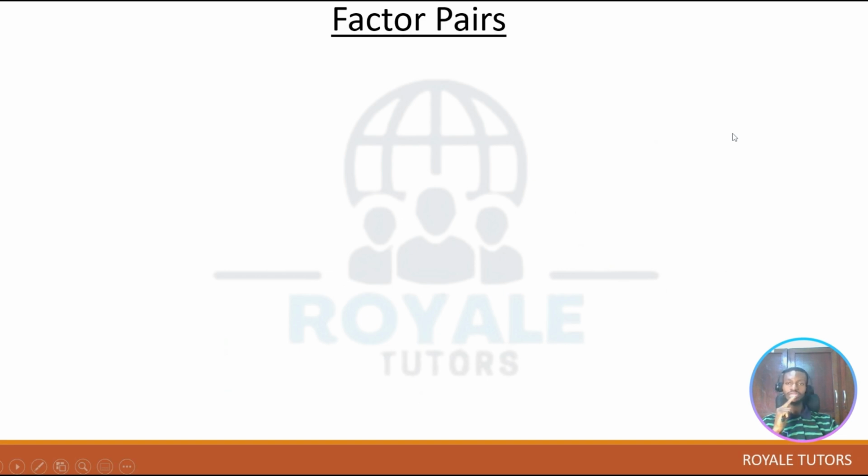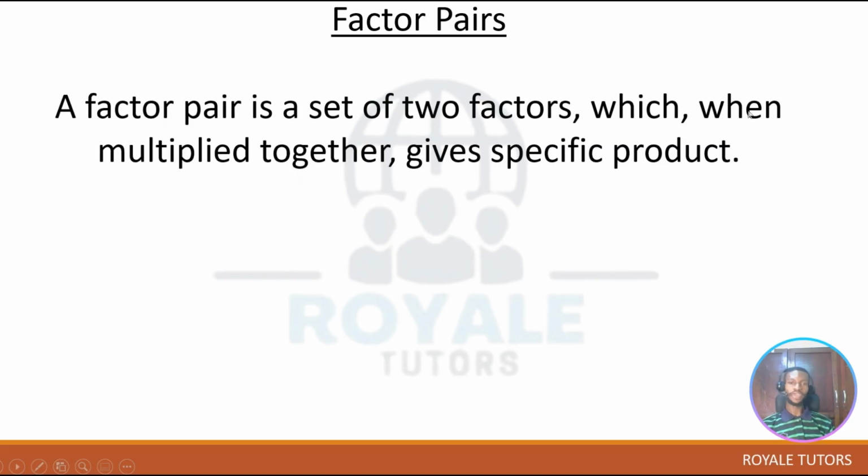Now, the method we'll be using to generate our list of factors is factor pairs. Now, let's know what factor pairs are. A factor pair is a set of two factors, that is two whole numbers, which when multiplied together give a specific product.